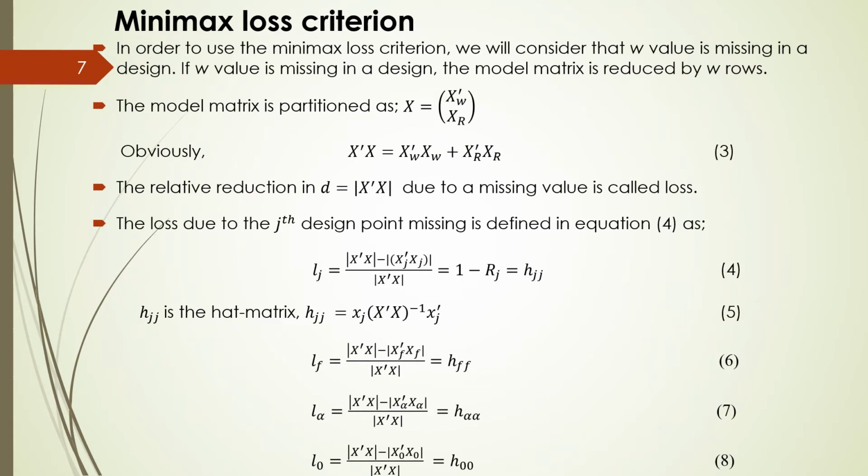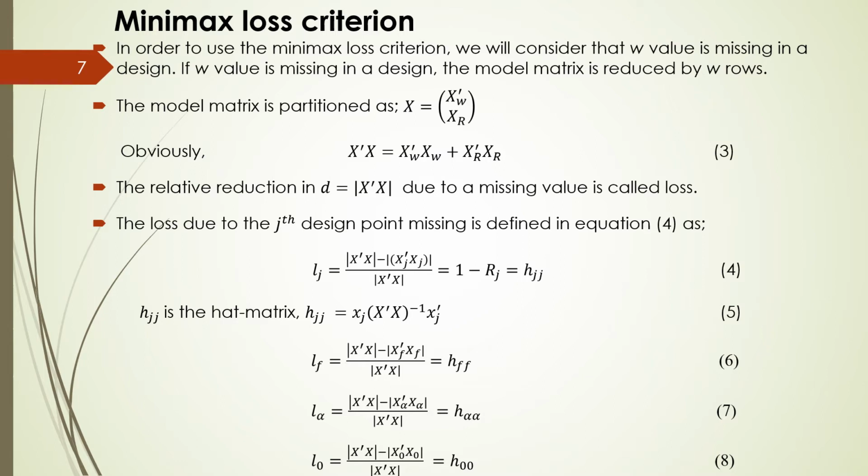Next, we are going to look at the Minimax Loss criteria, which is the criteria that is going to be used to construct our robust design. In order for us to use the Minimax Loss criteria, we will consider that W value is missing in a design. If W value is missing in a design, then the model matrix is reduced by W row. Now let the model matrix be partitioned as X, which is equal to this, where X_W represents the design with the missing value, and X_R represents the reduced design. Obviously X transpose X is given as in equation 3.